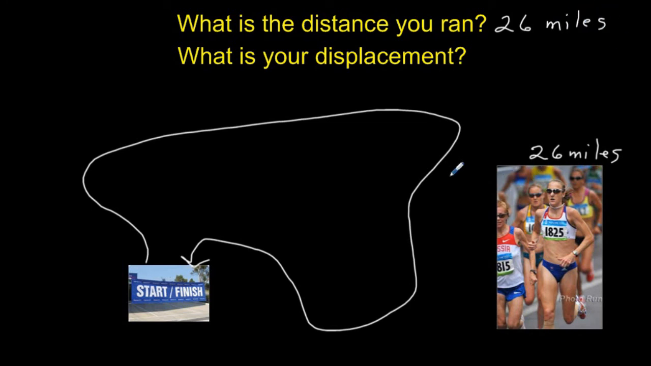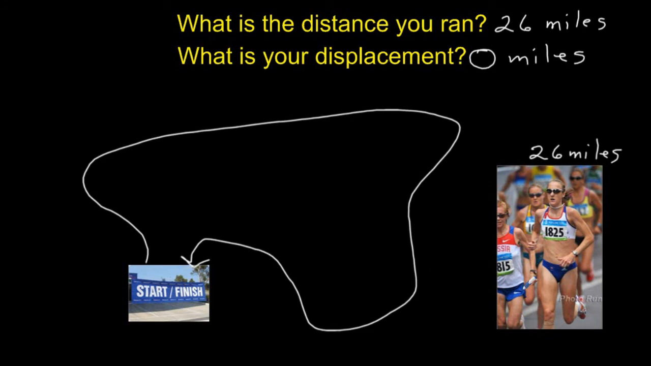Now, what's the displacement? Well, since we started and we finished in the same place, the measurement between those two is going to be 0 miles. Our displacement is 0 miles. Now that's kind of strange, but it is a fact. You start and you finish at the same place. Your displacement is going to be 0.